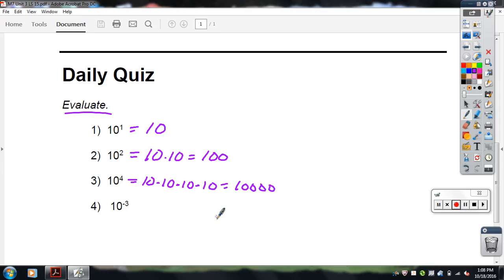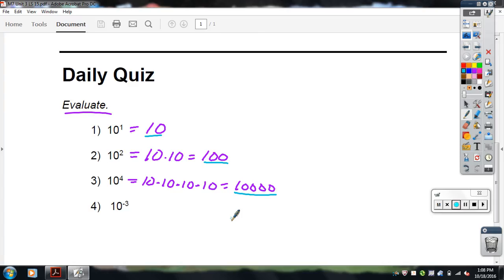Take a second and take a look. You may or may not have already realized this, but I want you to look at the answers to questions 1, 2, and 3 and see if you notice a pattern with 10 to the first, 10 to the second, and 10 to the fourth.